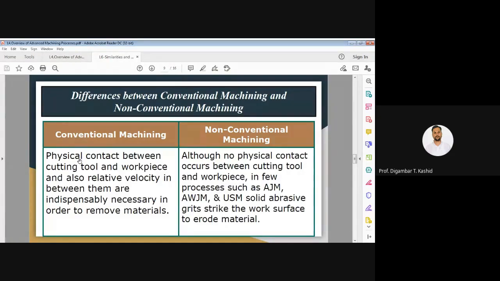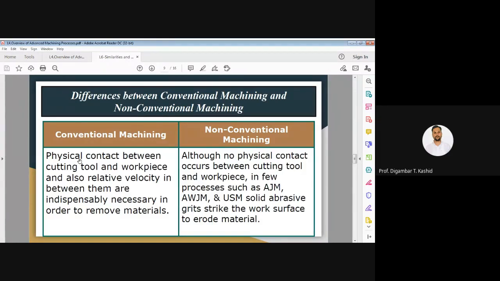In conventional machining, we know that physical contact is there between your cutting tool and the workpiece, and relative velocity between them is necessary in order to remove the material. If you apply force to your tool, then only will the tool apply shearing force on your workpiece, and then only will metal be removed. But in non-conventional machining, there is no physical contact between your cutting tool and workpiece.